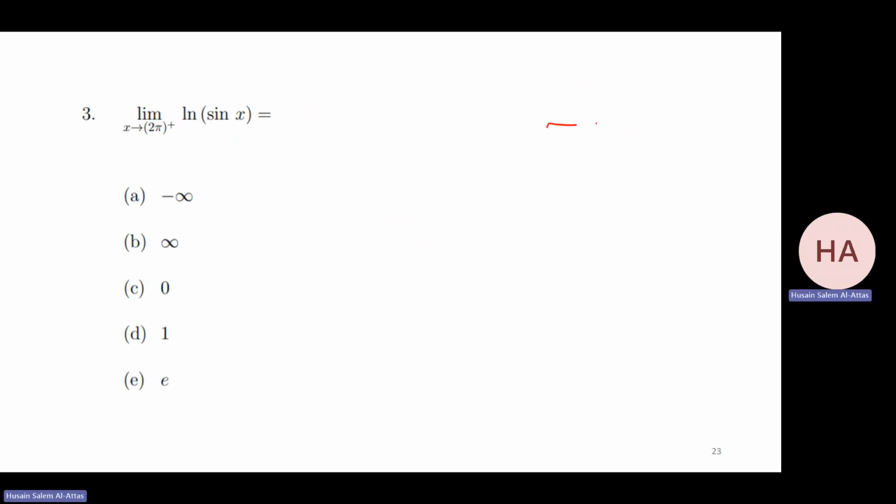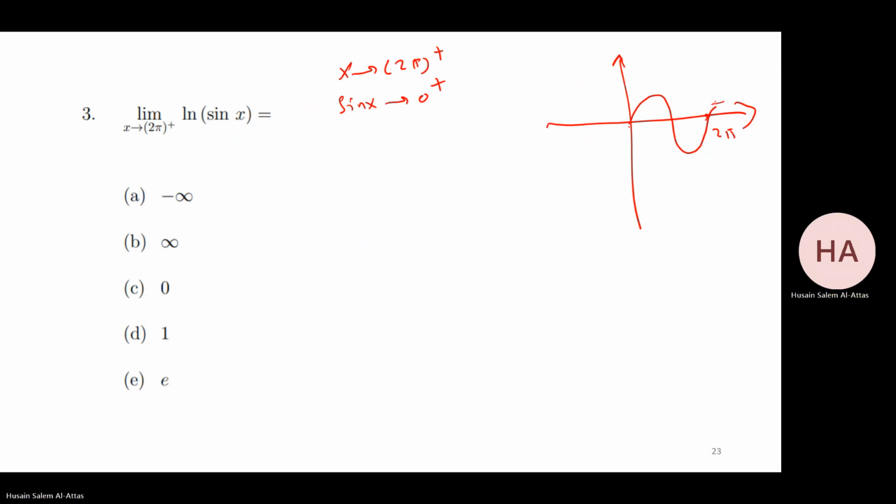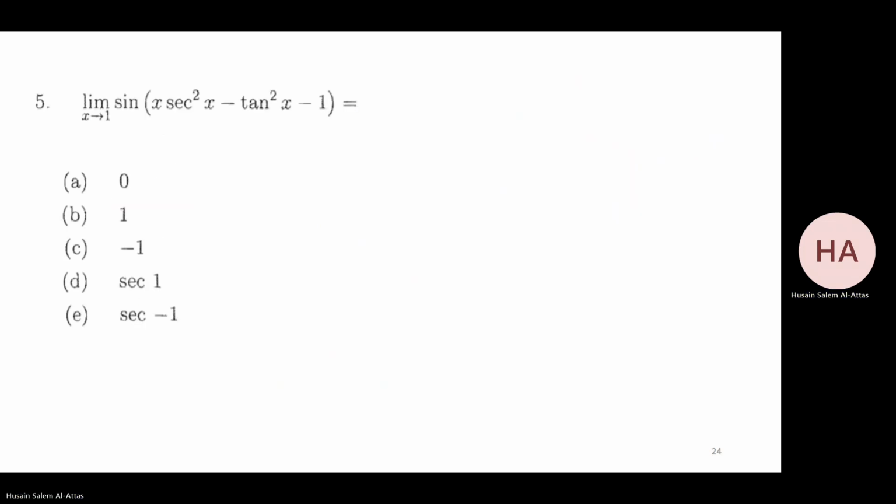x goes to 2 pi from the right. This is the sine. We'll go back, then this is the 2 pi. And they want x goes to 2 pi from right. So sine x goes to 0 from right. 2 pi from right, I am here. So it's 0 from right. Take ln of sine x, which is ln of 0 from right, that goes to minus infinity. So this is the answer.